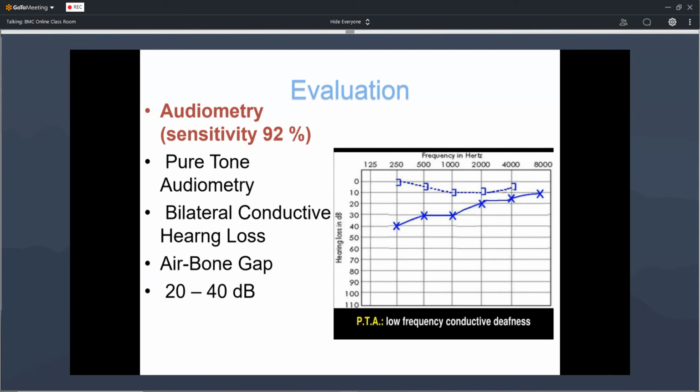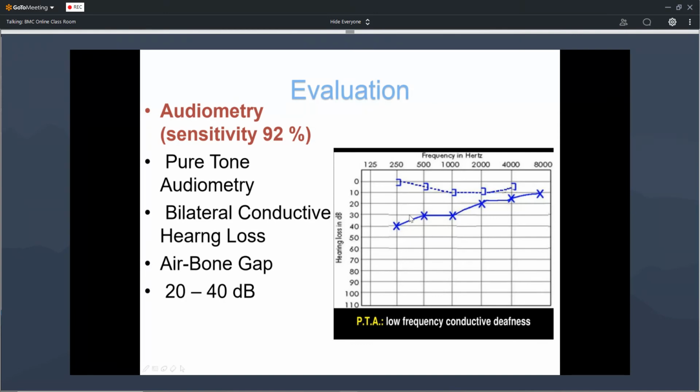The minimum intensity at which the patient is able to hear the sound is called the threshold for that particular frequency. Here we will draw two lines: this is for bone conduction, this is for air conduction. Normally, bone conduction and air conduction thresholds will be at the level of 0 decibels.